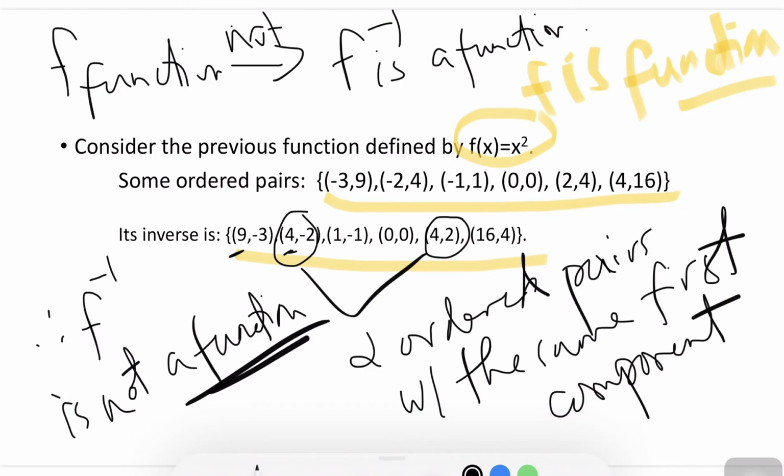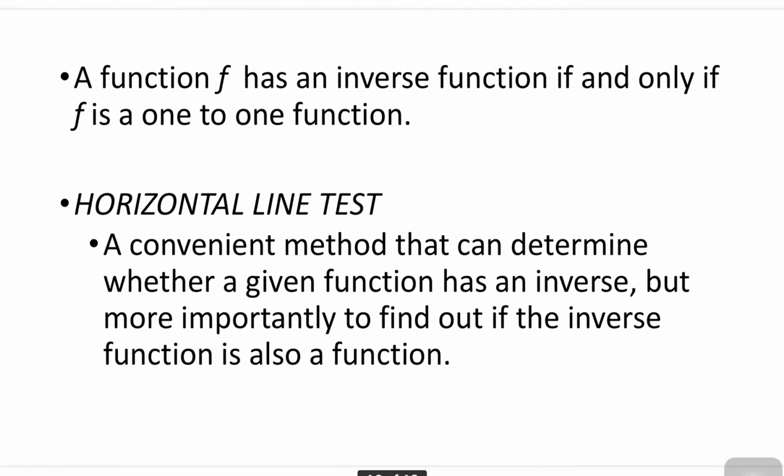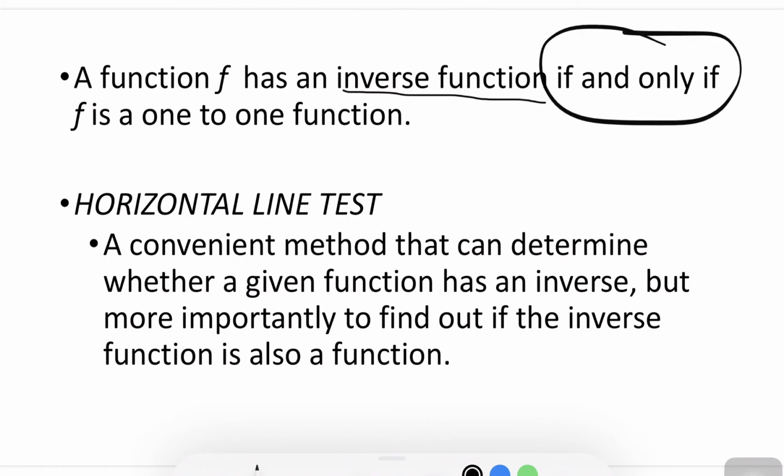Based on this example, we have this result: a function f has an inverse function if and only if f is a one-to-one function.